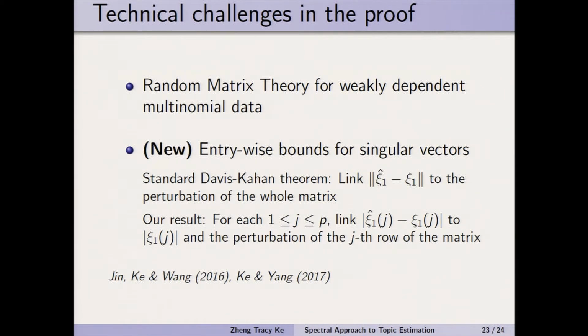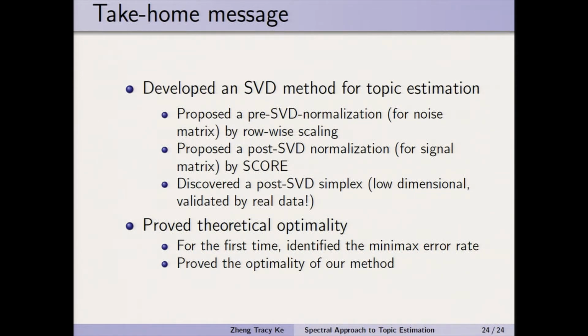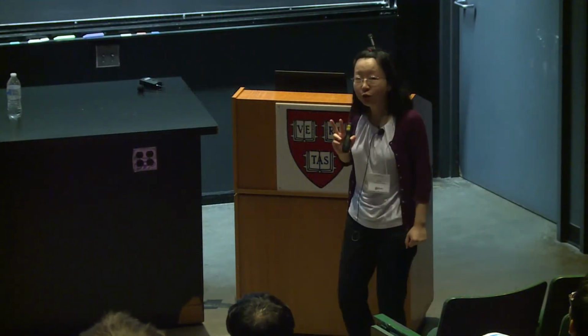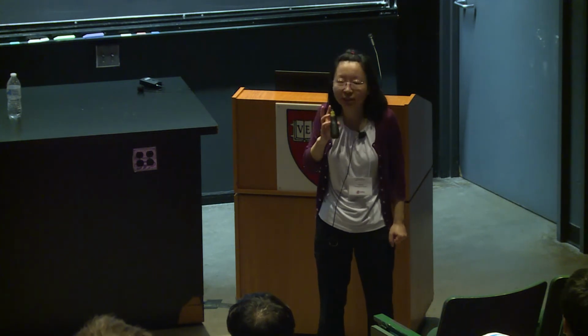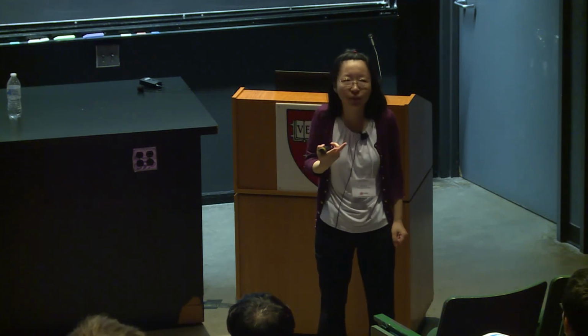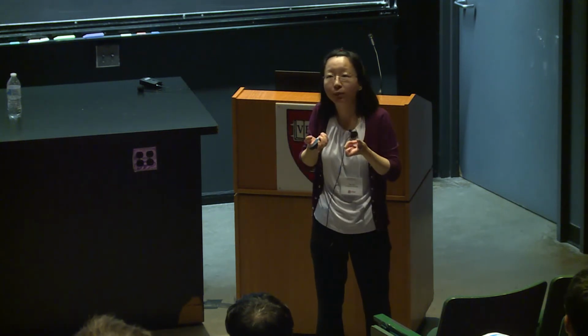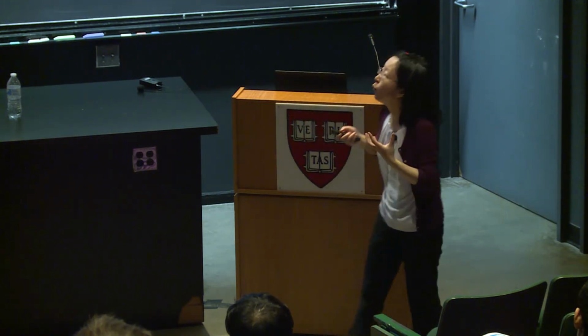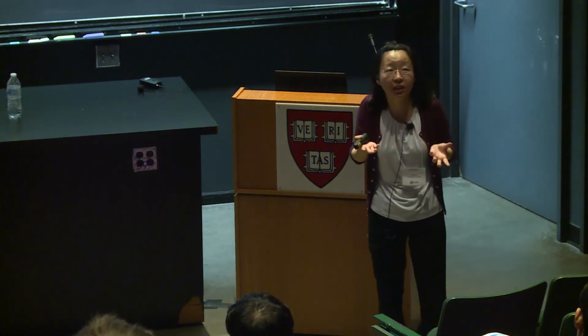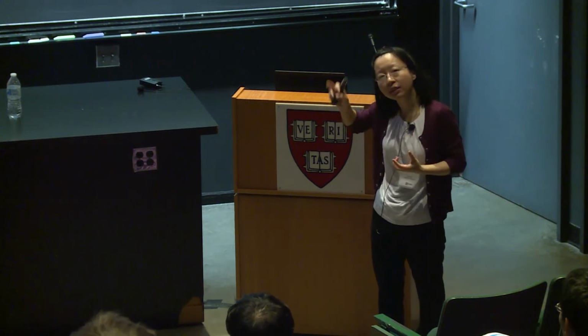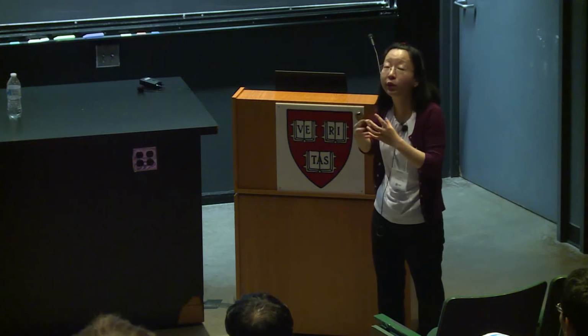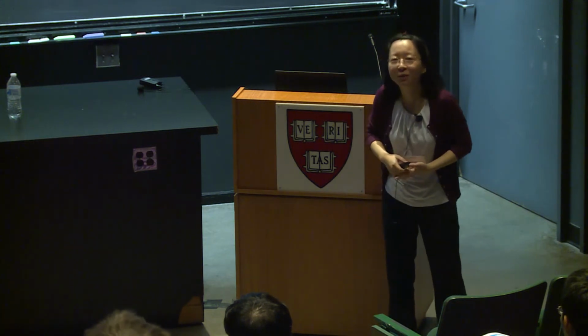I guess I'm okay on time. Just to give the take-home message: today, I introduced the singular value decomposition-based method for topic matrix estimation. The key innovation behind this method is a low-dimensional simplex structure, together with some very careful pre-SVD normalization and post-SVD normalization to ensure the existence of the low-dimensional simplex. What we feel is very encouraging is that this discovery of the simplex structure is supported very well in real data, as you see the triangle in the Associated Press data. Okay, so I will stop here. Thanks.